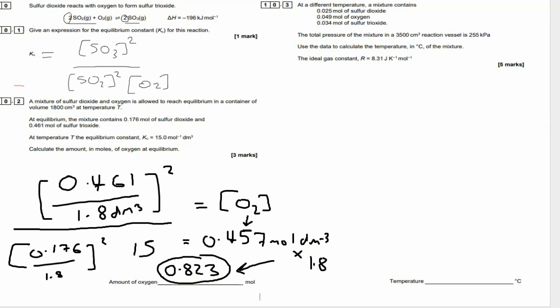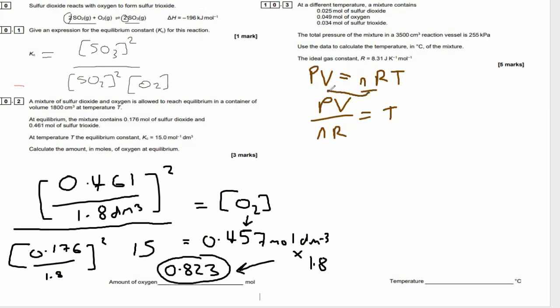At a different temperature, a mixture contains 0.025 moles of sulfur dioxide, 0.049 moles of oxygen, and 0.034 moles of sulfur trioxide. Total pressure of the mixture in a 3,500 cm³ reaction vessel is 255 kPa. Use the data to calculate the temperature in degrees of the mixture. Ideal gas constant 8.31. So we're going to use the ideal gas equation here, rearrange it to isolate T, the temperature. You do that by dividing PV by nR.